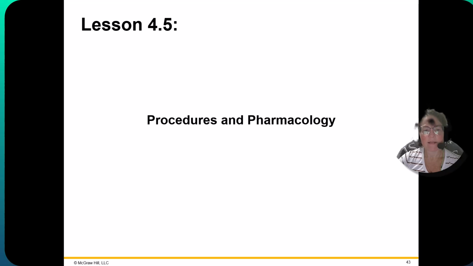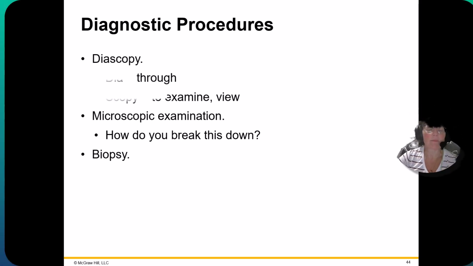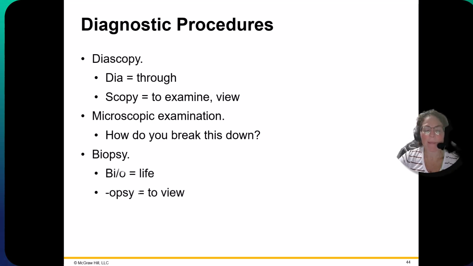Our final section are procedures and pharmacology. So what is a diascopy? Let's break it down into the word parts. A microscopic examination. How is that broken down? Take a look in your book and see if you can break it down into the word components. Same thing with biopsy. Break it down. What does it mean? What is the combining form? And then what is the suffix? Take a look at here. Bio means life. Opsy means to view. So to view life, a component of life.